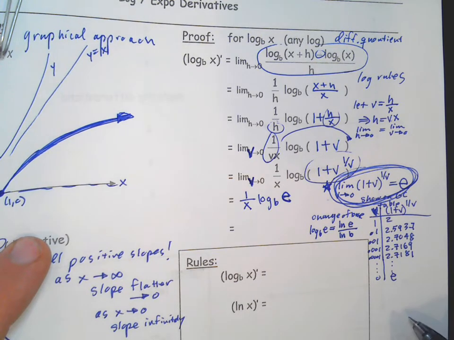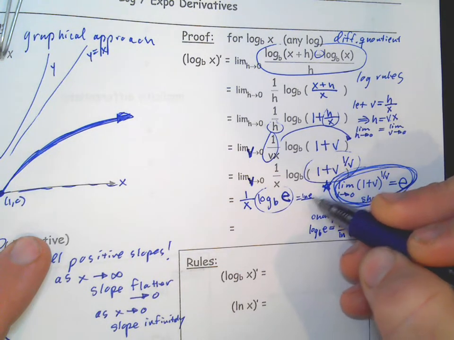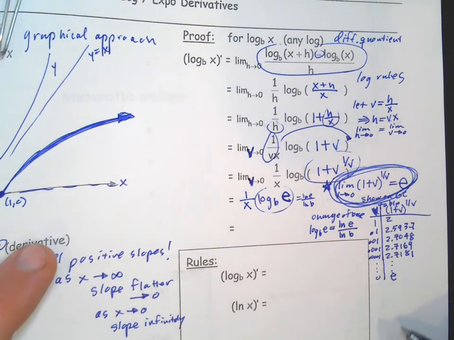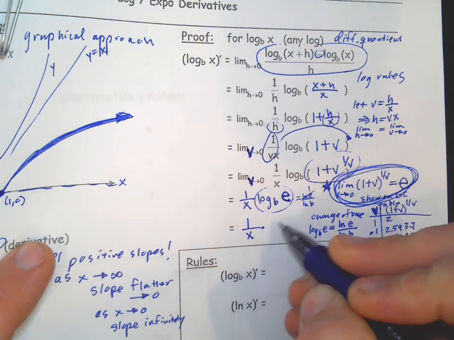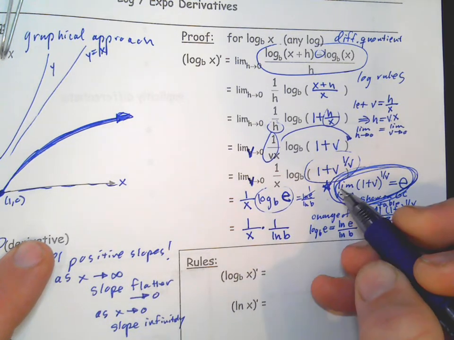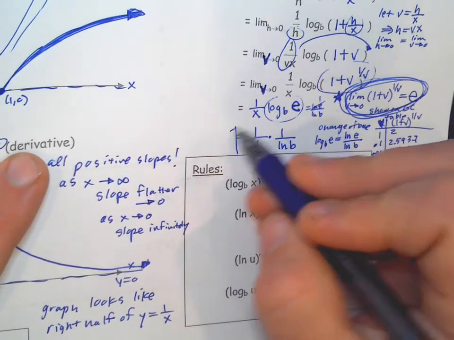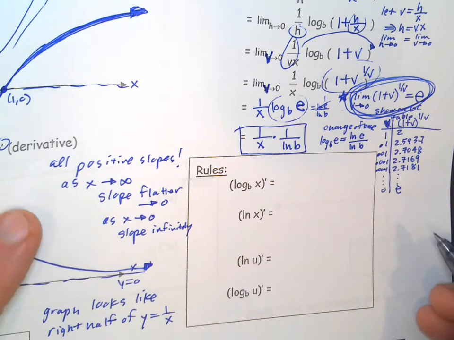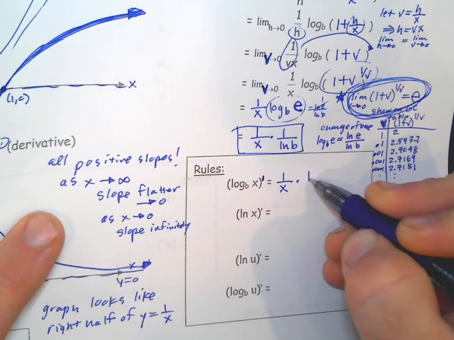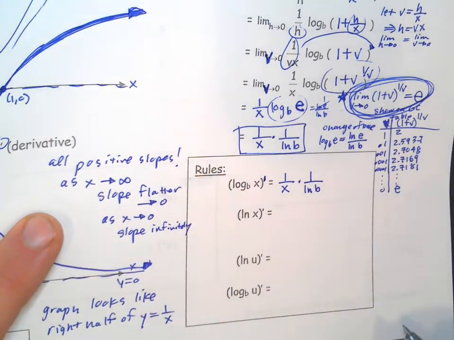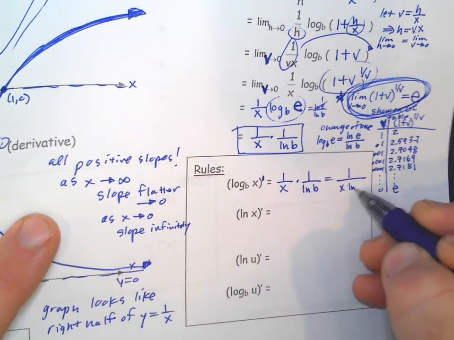Okay. Now, this right here will equal natural log of e over natural log of b if we choose to change to base e. Natural log of e is 1, right? And so we get 1 over x times 1 over natural log of b. So the derivative, there it is. That's the rule right here. The derivative of any log with any base is going to be 1 over x times 1 over natural log of b. In fact, we usually just combine it into 1 over x natural log of b.